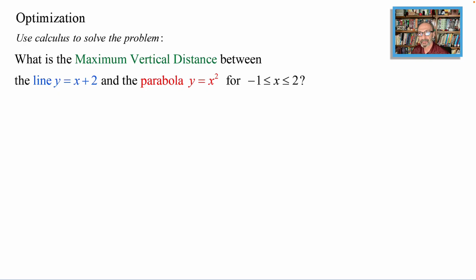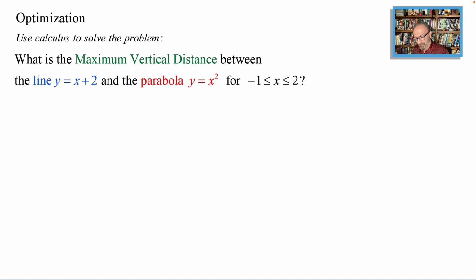Let's get started. To use calculus to solve the problem, we will be using a function that describes the vertical distance, and we'll use the first derivative and show that it's a maximum value that we have.